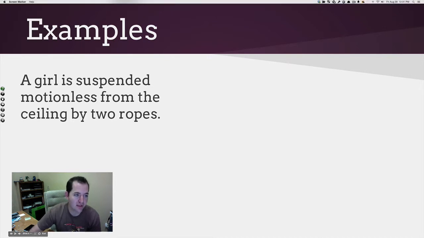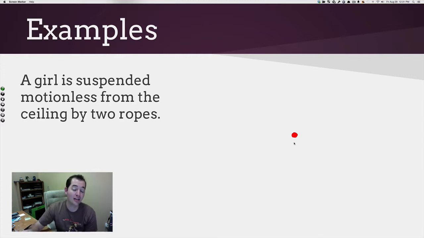Okay, so in this one we have a girl suspended motionless from the ceiling by 2 ropes. So it might be a trapeze artist or whatever. She's hanging from the ceiling by 2 ropes. So again, first thing we're going to do, we're going to shrink that girl essentially down to a single dot and just represent it as a dot. Makes it a lot easier to draw.